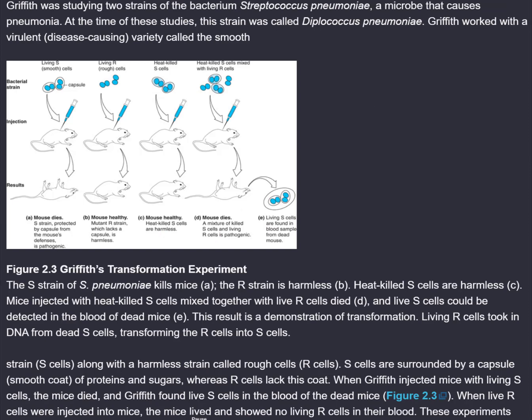Griffith was studying 2 strains of the bacterium Streptococcus pneumoniae, a microbe that causes pneumonia. At the time of these studies, this strain was called Diplococcus pneumoniae. Griffith worked with a virulent, disease-causing, variety called the smooth strain, S cells, along with a harmless strain called rough cells, R cells.